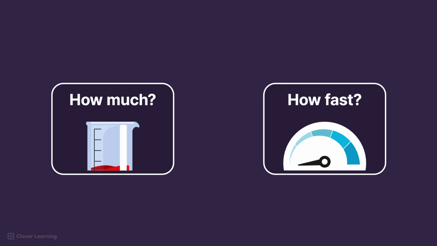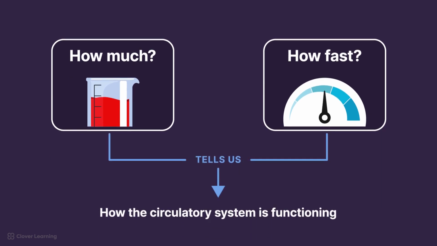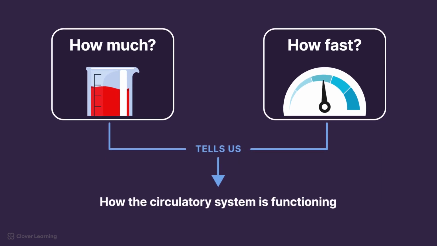In hemodynamics, we need to be able to answer the questions, how much blood is flowing, and how fast is the blood flowing in the circulatory system? This is because how much and how fast blood is flowing tells us how well the circulatory system is functioning.